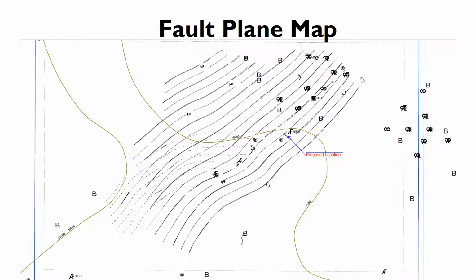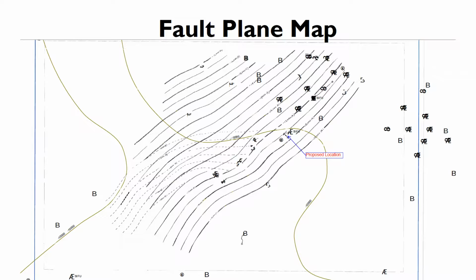This is a fault plane map of the same area, so we can see the contour lines for the faults, how deep they are, and which way they're dipping. The solid line is the fault A. That's the big fault in the area, and then the dashed line is a smaller fault B.